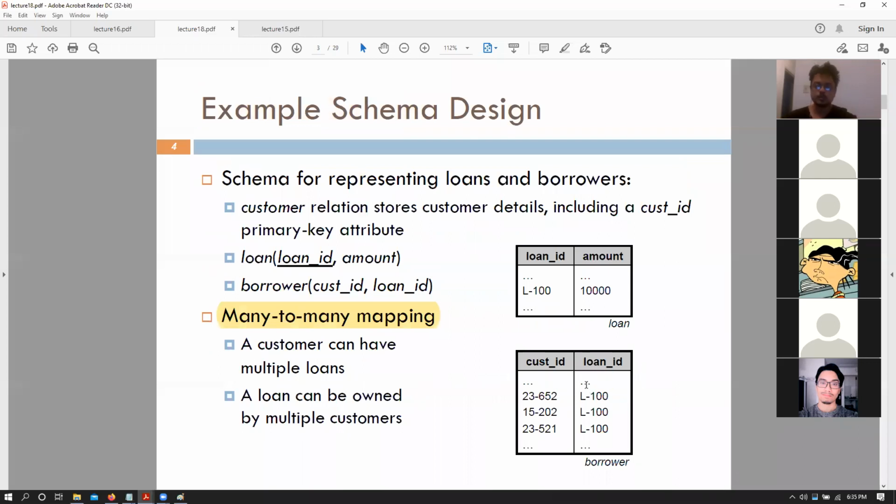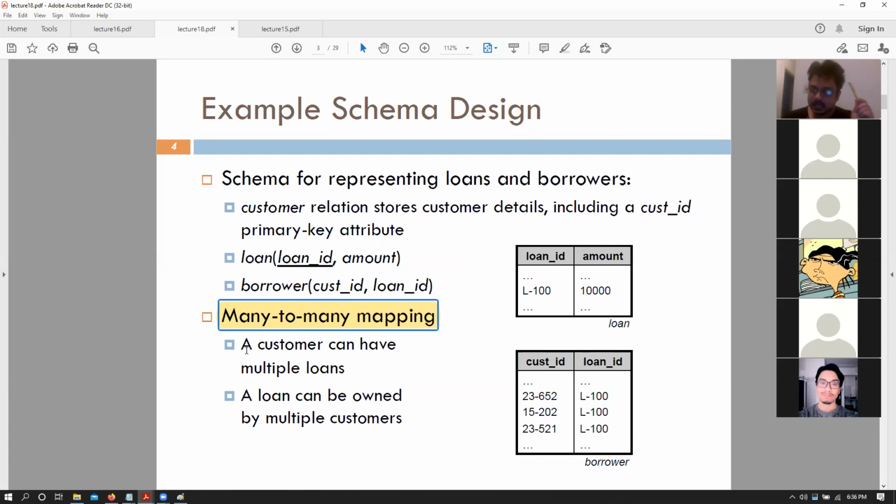Okay, so we will mainly look at it in terms of some examples, but imagine this example schema design, right? We have loan as our table name, loan ID is our primary key, and the amount that we have for that loan. So L100 has a loan of 10,000, right? You also have borrower, with customer ID and loan ID. And note that this is a many-to-many mapping. So both customer ID and loan ID together form the primary key.